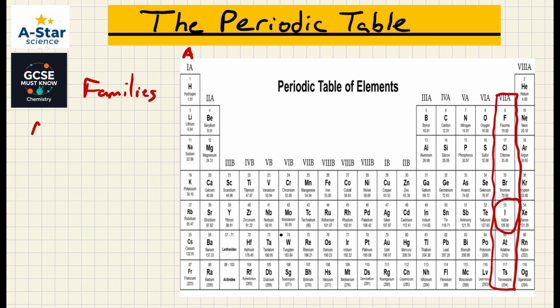So family A here are what we call the alkali metals. When you put these metals in water, they form an alkaline solution. Family B here are similar. We call them the alkali earth metals.